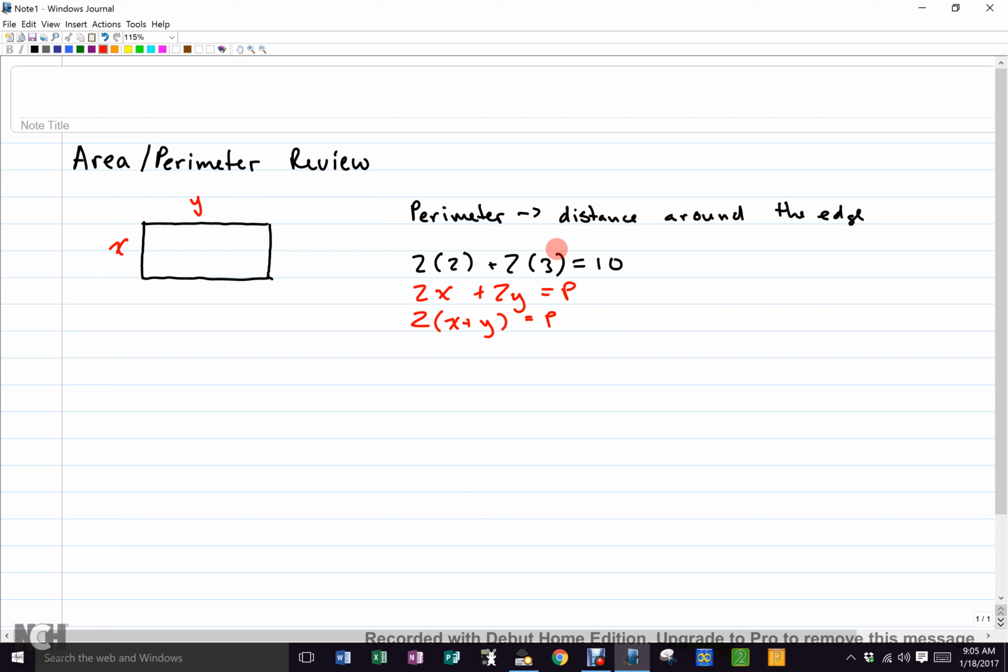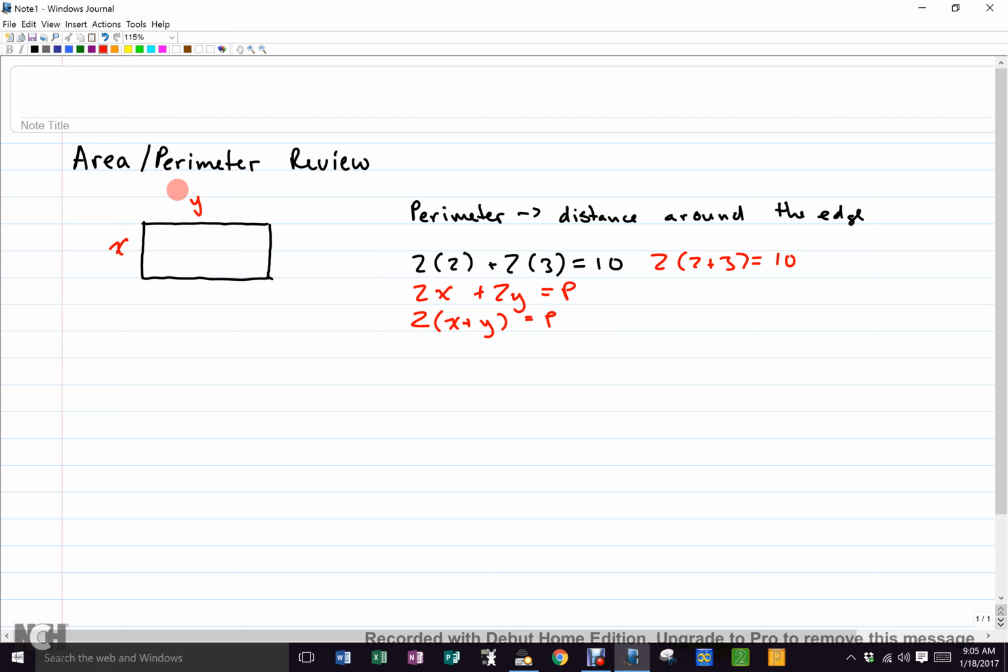Well, let's check. That would mean that this would be 2 times 2 plus 3. What's 2 plus 3? Times 2? 10. So does it work? And in math class, if it works once, how often does it work? Always.